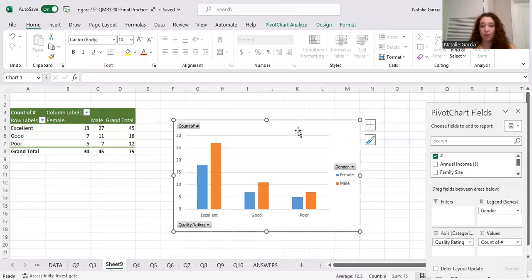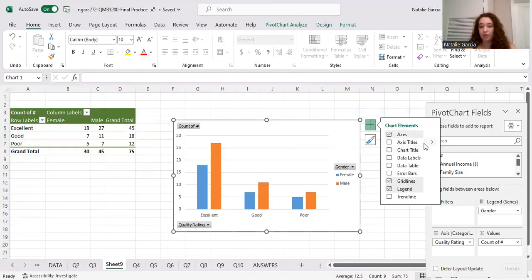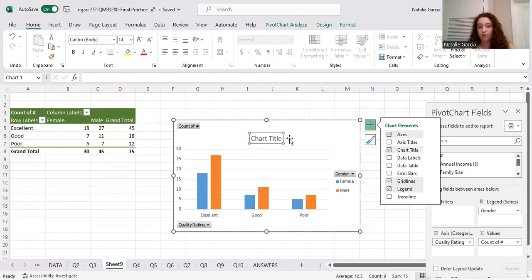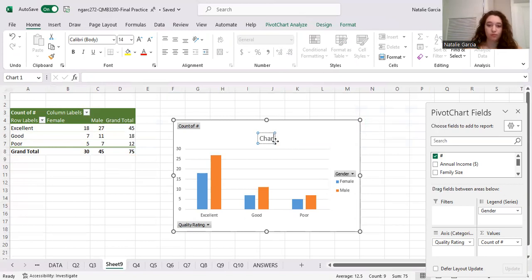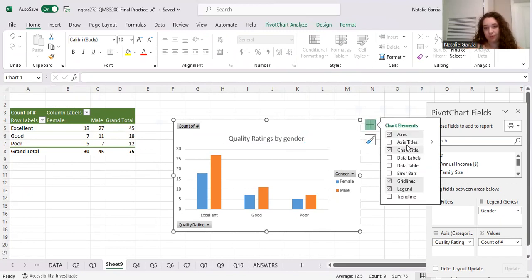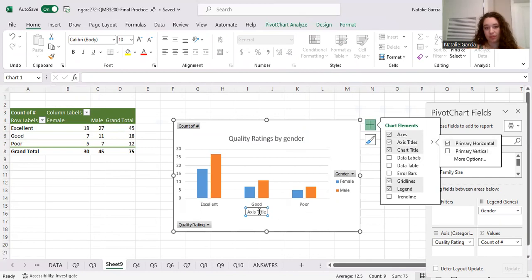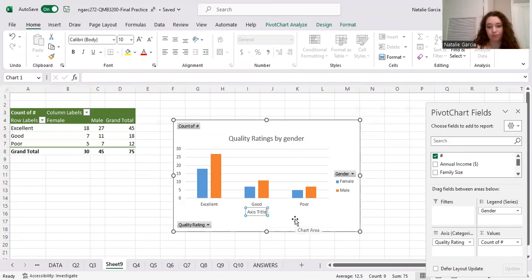So you're going to appropriately label the chart: quality ratings by gender, and axis titles. So you want a horizontal axis. This is just going to be quality rating, and then genders are listed in the legend.